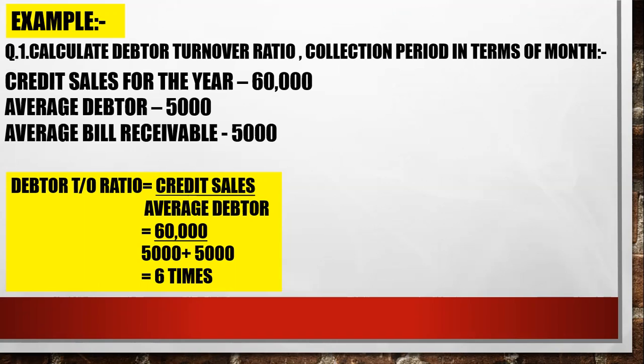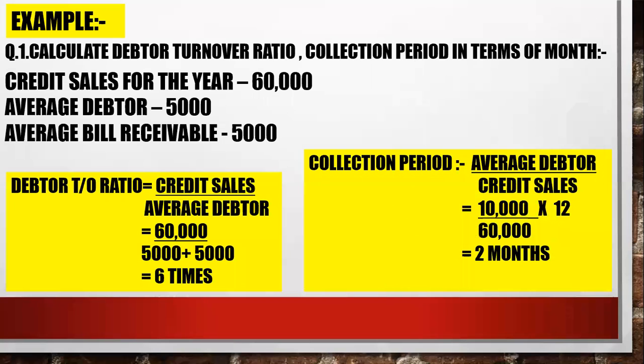And in this sum, you have to calculate the collection period. So you have to give the formula: average debtors upon credit sales. The formula is in terms of months, so you have to multiply by 12. Average debtors you have is 5,000, average bills receivable is 5,000. So you take 5,000 plus 5,000, you get 10,000 over here, and the credit sales they have given you is 60,000. So 10,000 upon 60,000 multiplied by 12, you get 2 months.